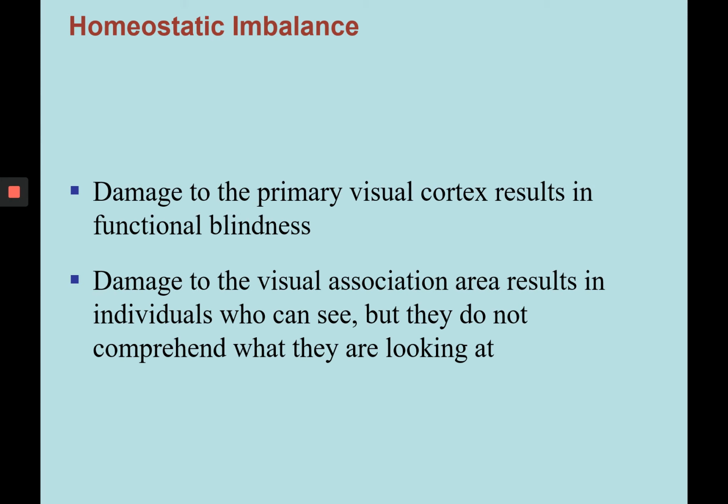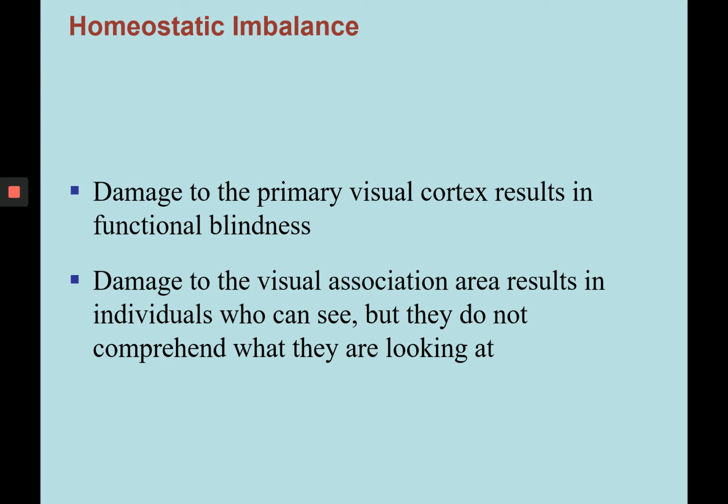Damage to the visual association area would result in individuals who can see. And what I mean by they can see is the light stimuli are able to hit the retina. The retina is able to convert the light stimuli into chemical signals. Those chemical signals travel from your retina via your optic nerve and reach your primary visual cortex, because nothing's wrong in this scenario with the primary visual cortex. Something's wrong with the visual association area.